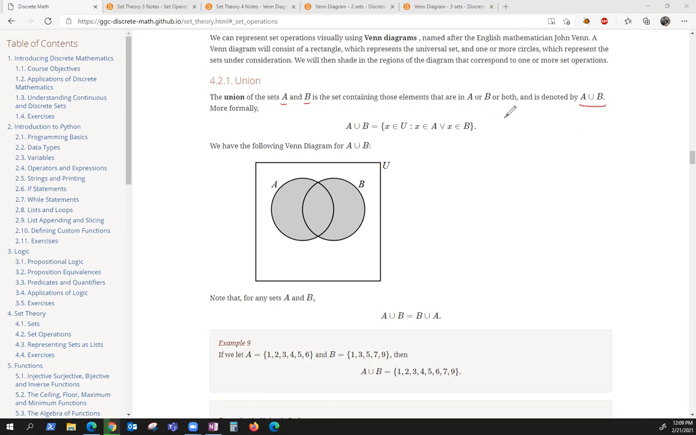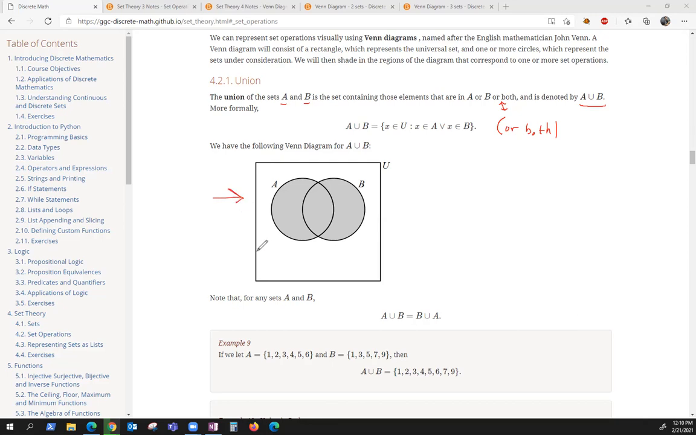Now I'm going to write parenthetically here, or both. Right, that's said right there. But remember, or in math and logic and computer science is always inclusive unless you're told otherwise. So when I say A or B, it means A or B or both. So this is a Venn diagram for A union B.